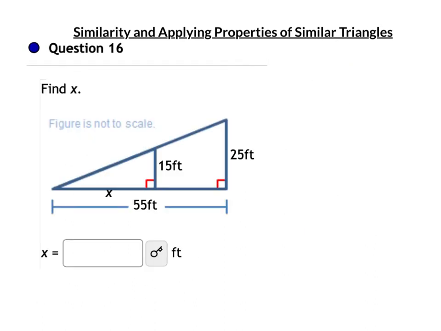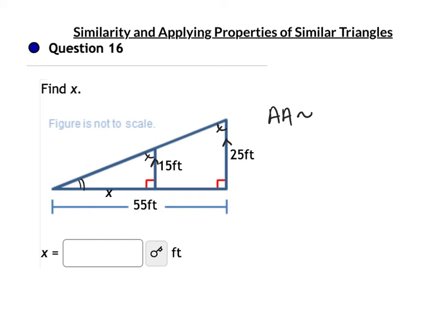Question 16. We're given those right angles. That means we have parallel lines because two lines perpendicular to the same line are parallel. This line is parallel to this line. So these two angles right here and here are corresponding angles. They're congruent. Plus those two triangles, the big one and the little one, share that angle there. So we have angle-angle similarity.